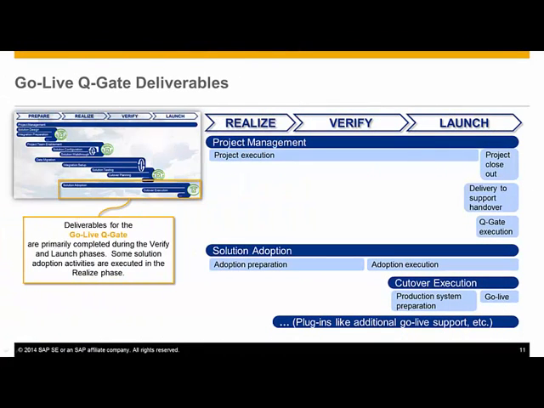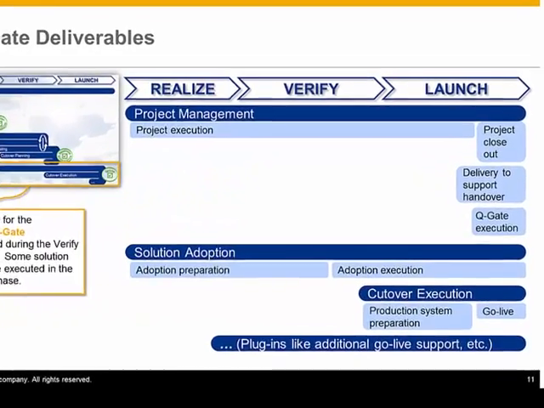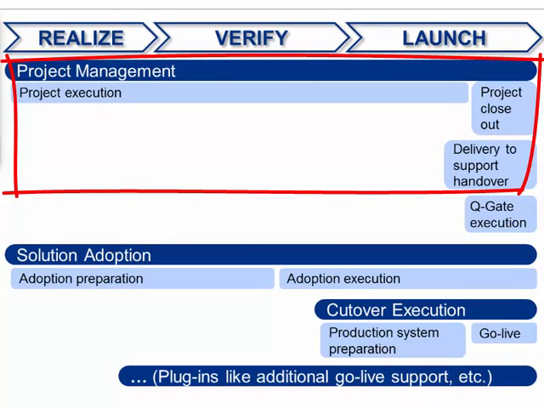The last QGate is the go-live, and it occurs at the end of the launch phase. New deliverables occur in the project management stream in addition to the day-to-day project execution. Towards the end of the project, the service delivery team hands the customer over to SAP support and closes out the project.